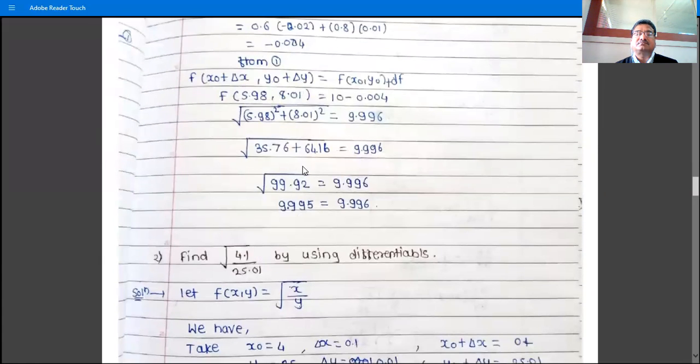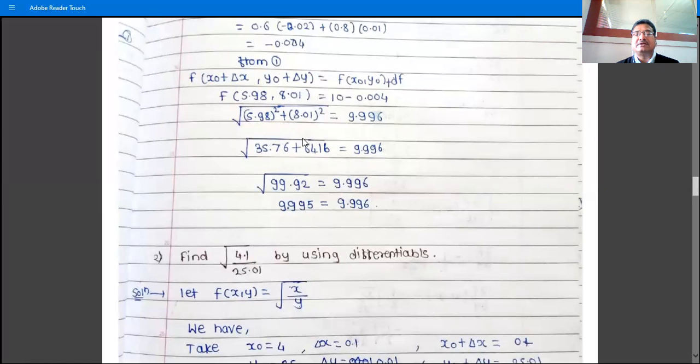So we have f of (5.98, 8.01), and this is the value of x naught plus delta x. And what is f of xy? It is root of x square plus y square. So what is this? It is root of 5.98 square plus 8.01 square. And this answer is 9.996. So this is the final answer.